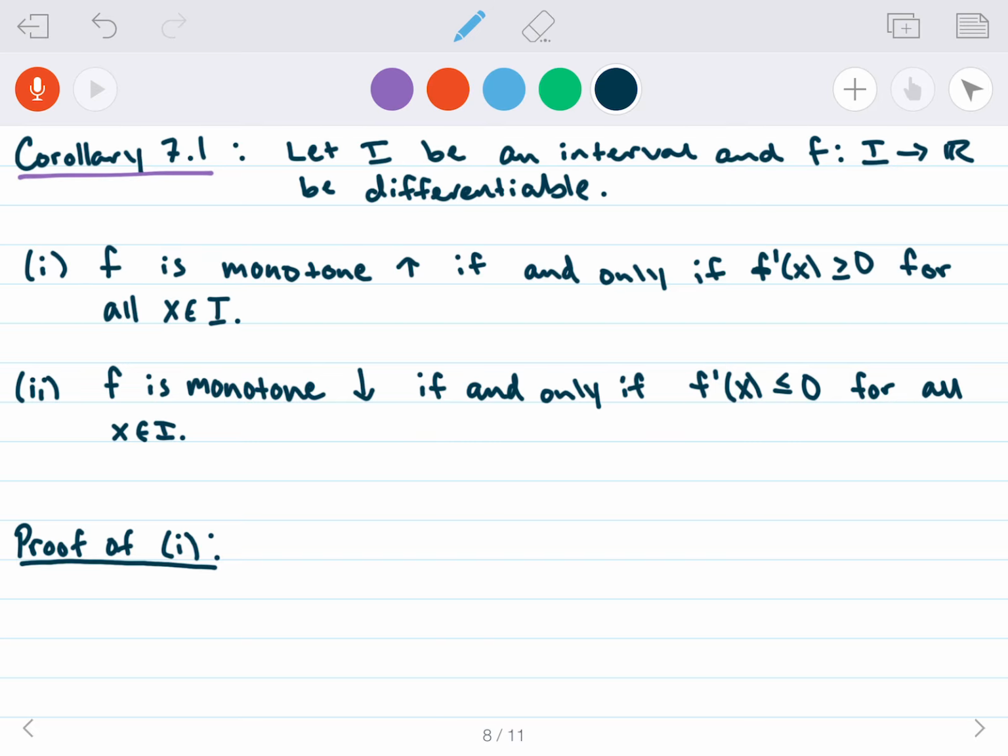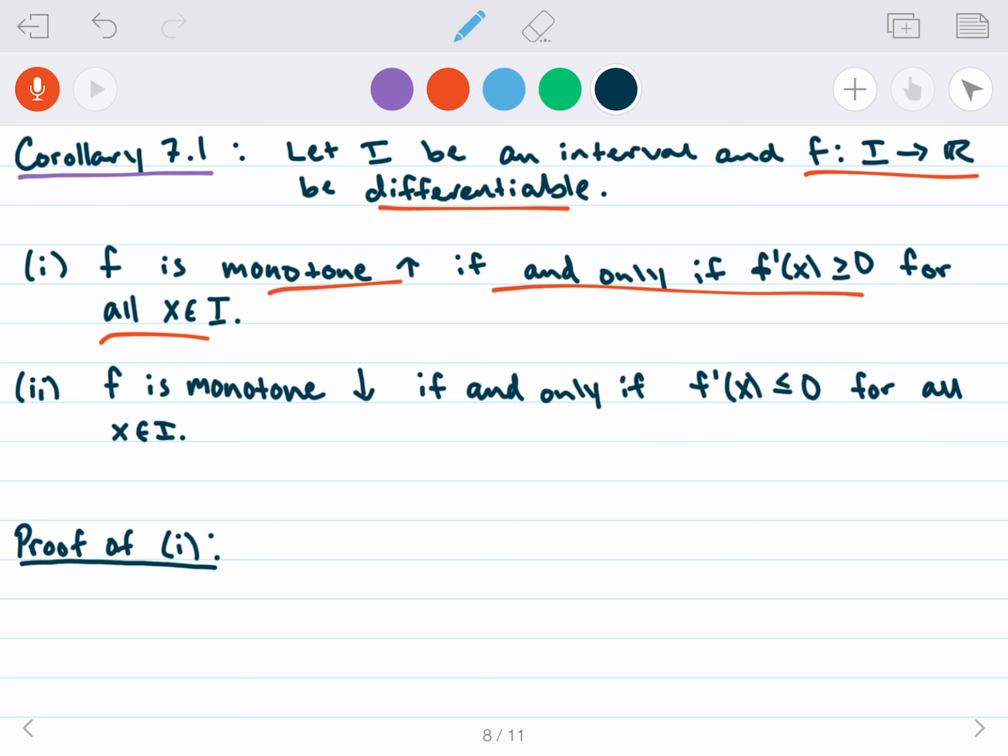All right, so here is a corollary to the mean value theorem. If we have an interval I and a function from I to the reals, let this function be differentiable. Then f is monotone increasing if and only if f prime of x is bigger than or equal to 0 for all x. And in a similar way, it's monotone decreasing if and only if your derivative is less than or equal to 0 for all x in your interval.